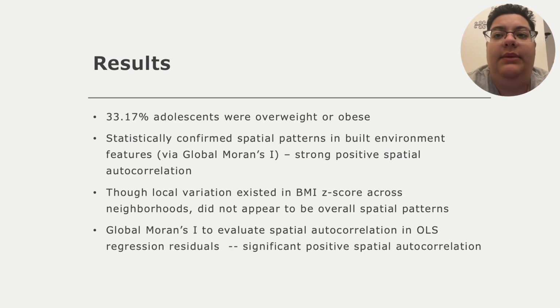Now, I will briefly mention some results as listed in the article. The authors found that 33.17% of adolescents were classified as overweight or obese. They statistically confirmed a strong positive spatial autocorrelation in built environment features using global Moran's I. No significant spatial patterns existed in BMI z-scores across neighborhoods. And finally, they found significant positive spatial autocorrelation in ordinary least squares regression residuals, indicating an association between the built environment features and BMI z-scores.